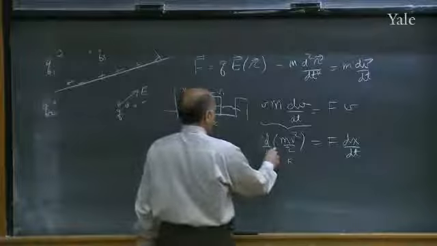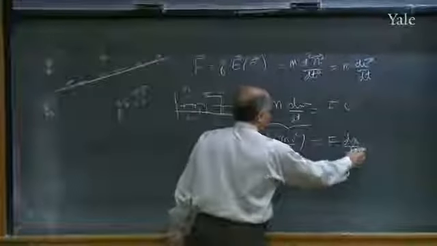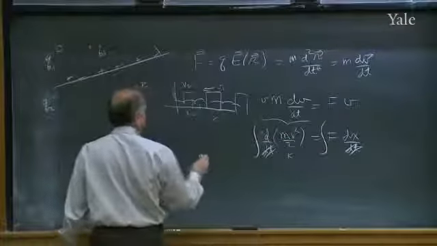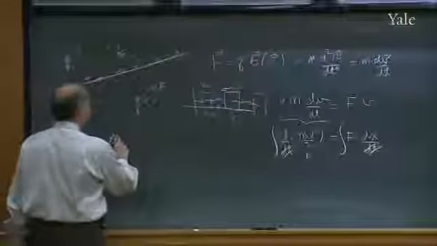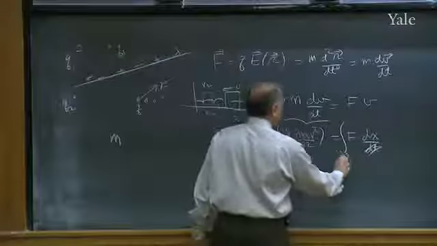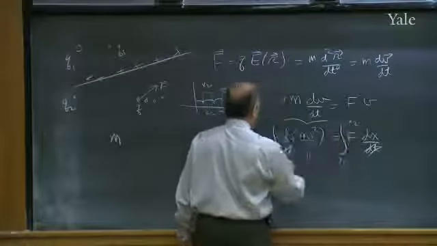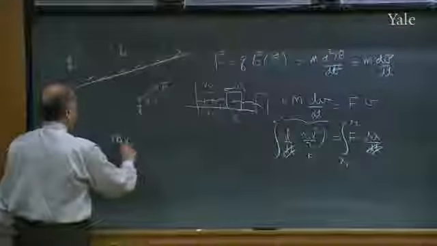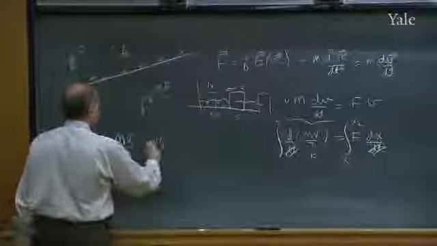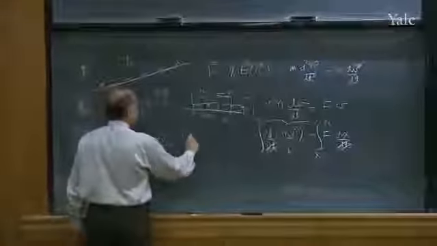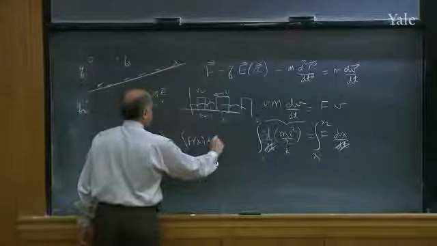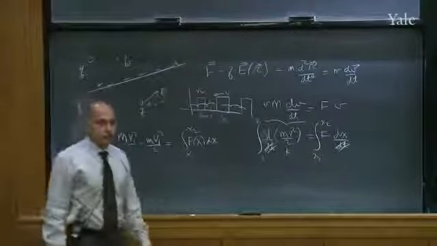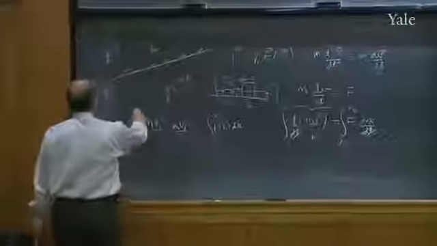So if you multiply both sides by dt, then you find this relation. And if you add up all the changes, integrating from a starting point to an ending point and some starting time to ending time, we get m v2 squared over 2 minus m v1 squared over 2 is equal to integral f dx from x1 to x2. And this is called the work energy theorem.